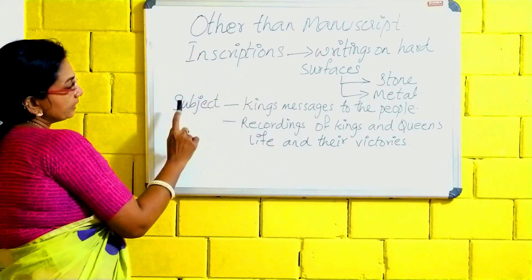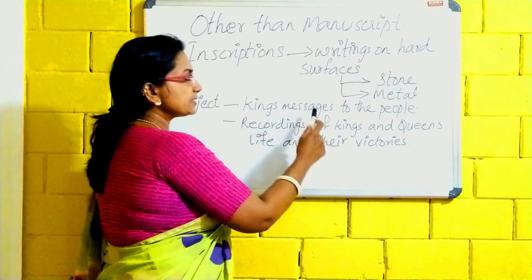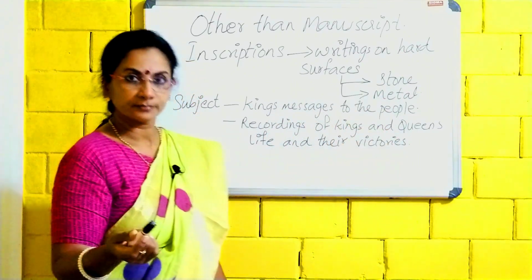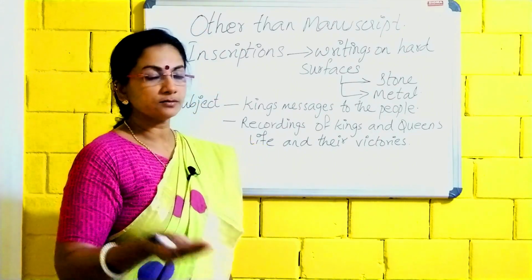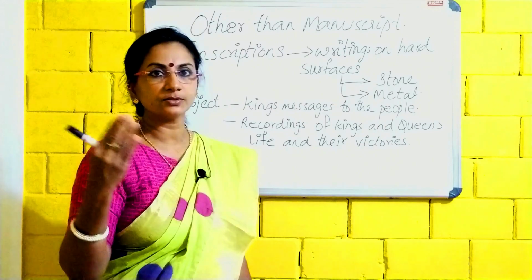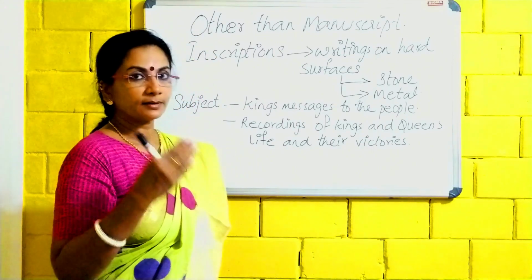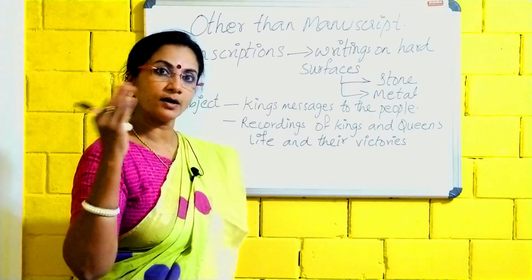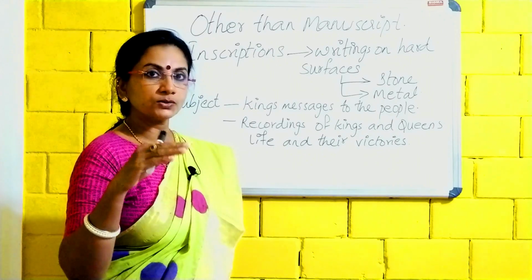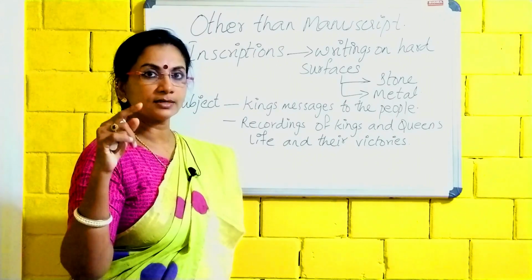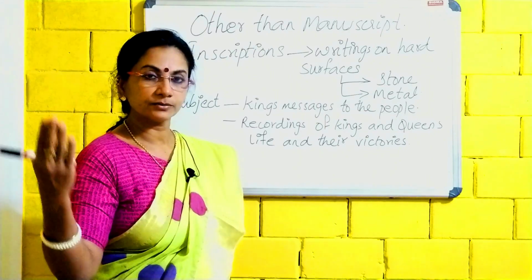So what were the subjects of the inscriptions? That is also easy: the king's messages to the people at that time. We know other media were not there, no? So if the king had to say something to the people, what would he do? He would give messages to the people, and the messages given by the king were also written as inscriptions, to be seen later.